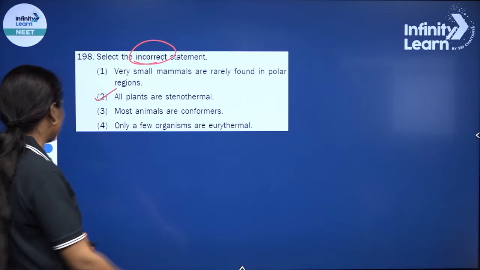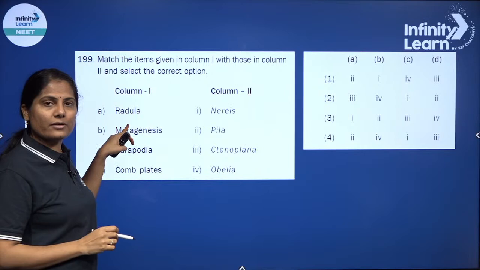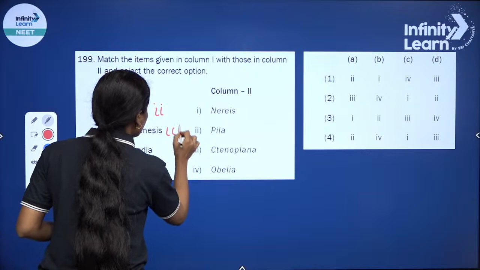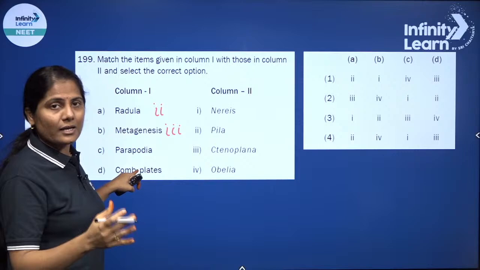And then we have radula. Where do we find radula? Rasping organ, mollusca, that will be Pila. Metagenesis, alternation of generation between the medusa and polyp forms. Ctenoplana, we have the cnidaria there. Parapodia, lateral appendages which help in the swimming in aquatic annelids. Nereis, we have that there, sorry about that.